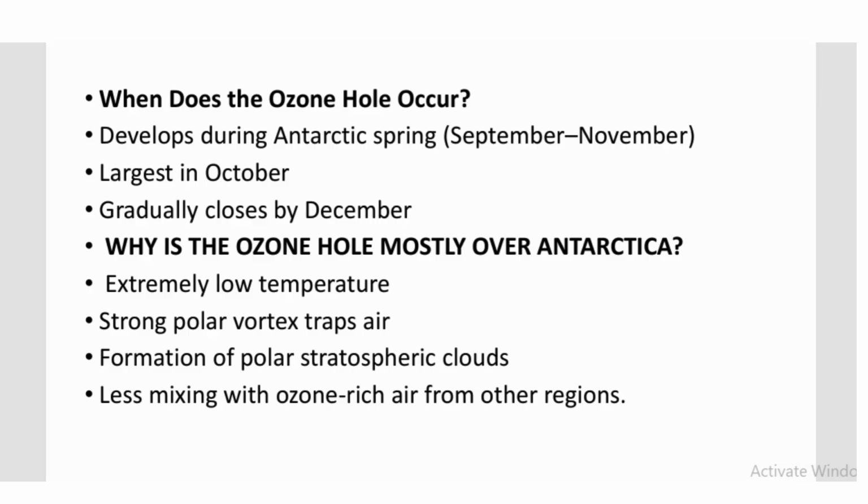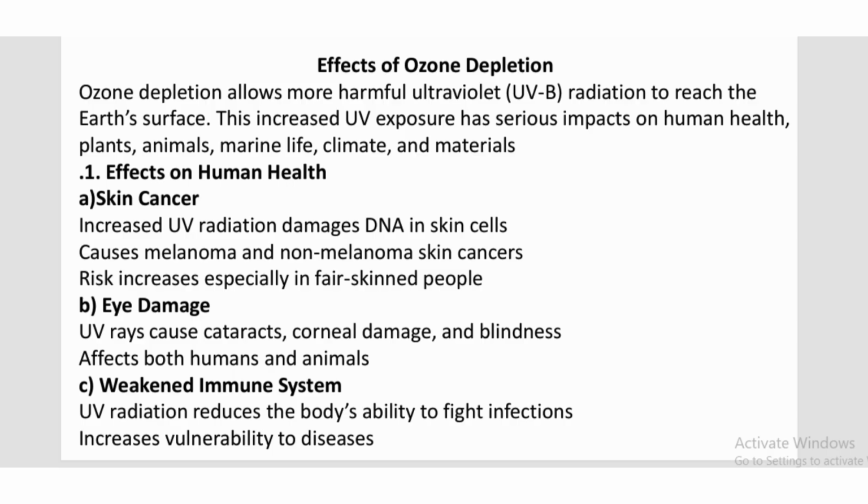Why does the ozone hole occur? It develops during the Antarctic spring, which is September to November, is largest in October, and gradually closes by December. Why is this ozone hole mostly over Antarctica? It is because of extremely low temperatures, a strong polar vortex that traps the air, and the formation of polar stratospheric clouds, with less mixing with ozone-rich air from other regions.